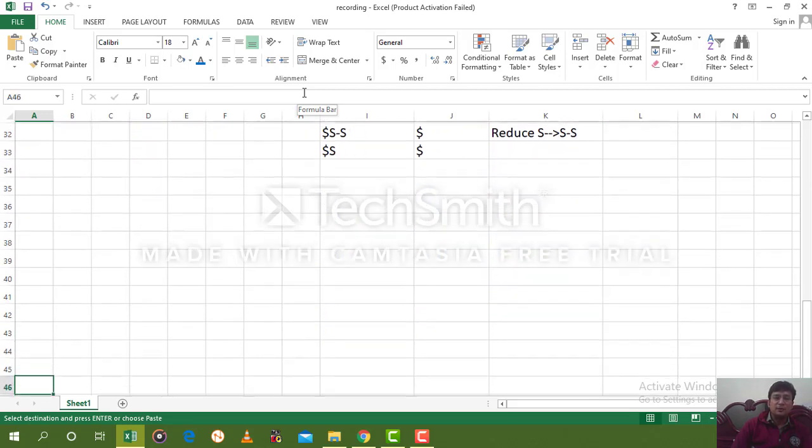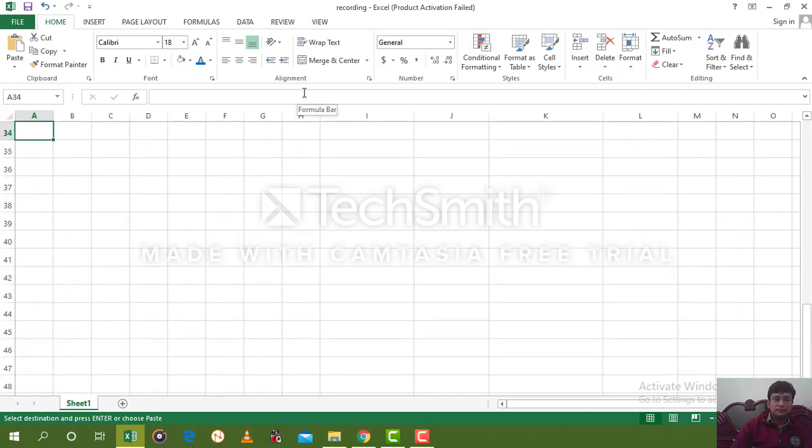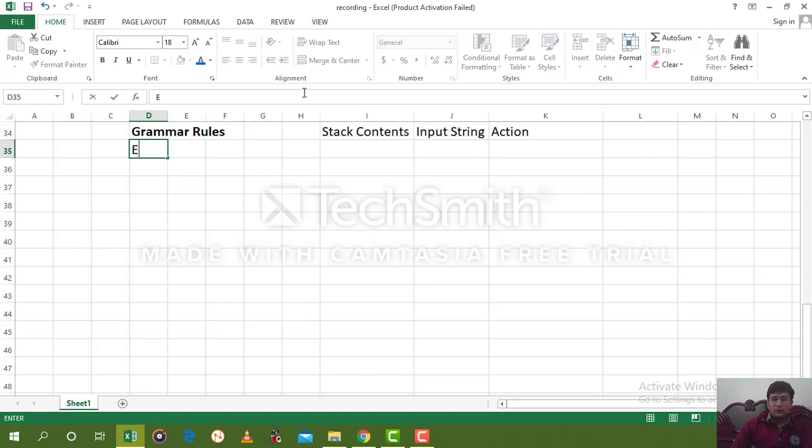Let's take another example. Let's say the grammar rules are E produces 2E2, E produces 3E3, and E produces 4. The input string is 3, 2, 4, 2, 3. We have to find out if this is written according to the rules or not. So we'll apply a dollar also at the end.